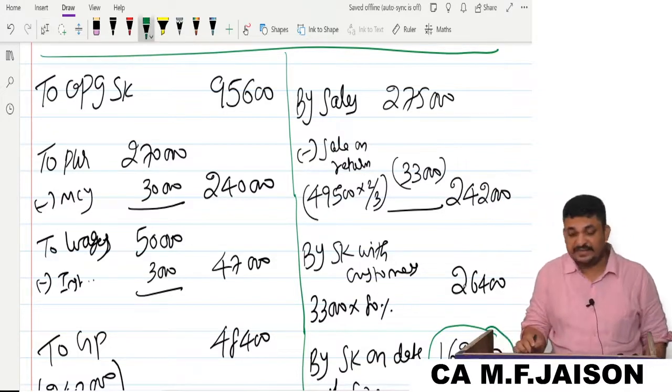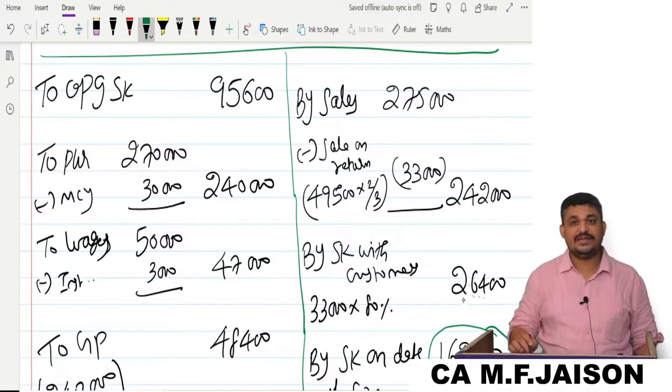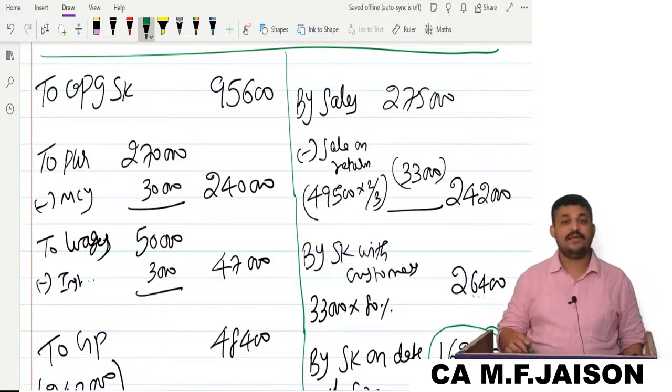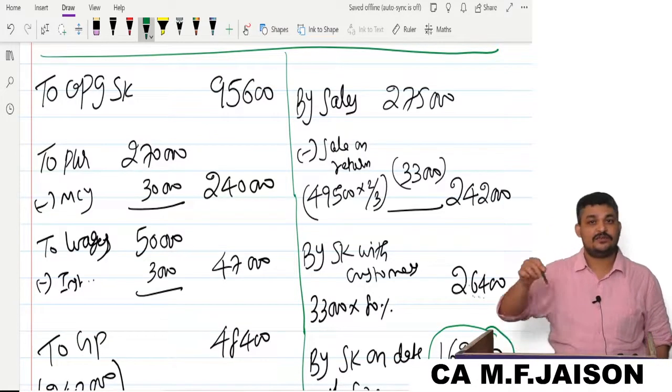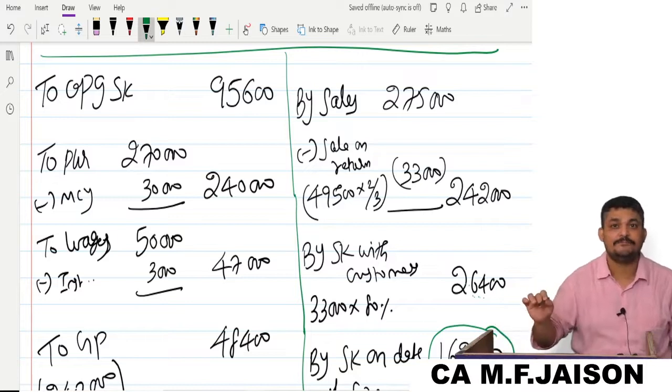Suppose you don't make this entry, what will happen? Even this will also arrive as a balancing figure here. So why do I take this amount separately? Because we feel that it should not be available as stock on the date of hire. Why? Because it's not stock available in our shop. It is available with customers.